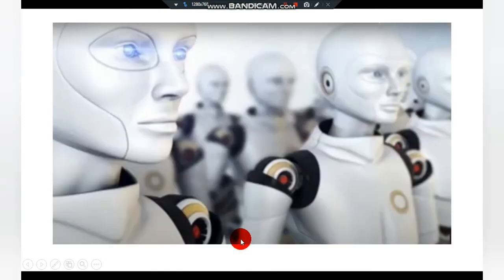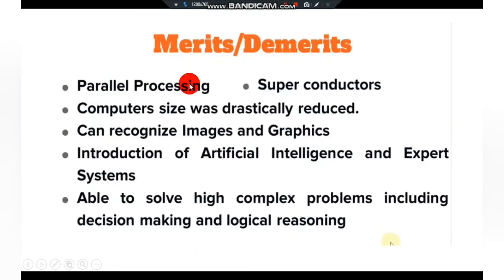Okay, so in this generation the concept of robotics was also introduced. We can see a lot of robotics movies, how the robots can work, how the robots can be programmed, like that. The concept of robotics and the internet also spread throughout the world. And now you can see the merits and demerits of fifth generation computers.